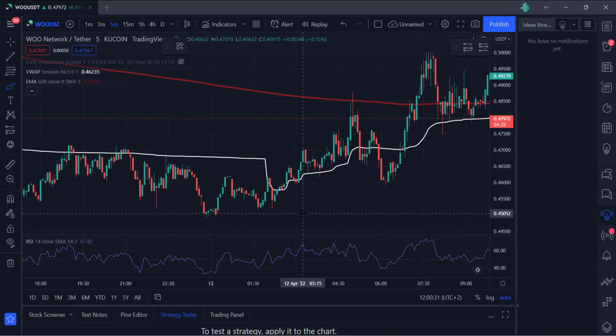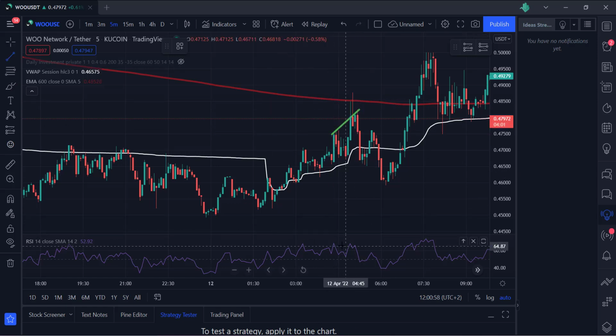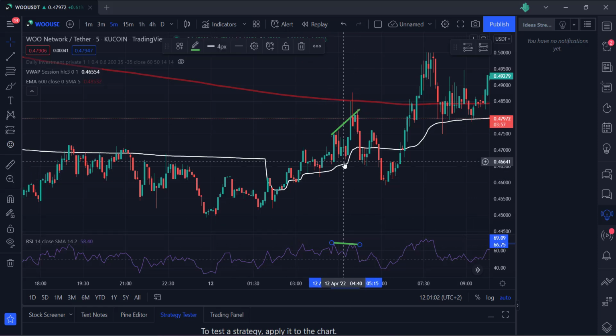So now we're going to implement the RSI strategy, and what we're looking for is a bearish divergence. You're going to notice a bearish divergence here, and you're going to have it here. So when you implement the VWAP, the EMA, and the RSI looking for a bearish divergence, this is going to be a nice entry for a short position.